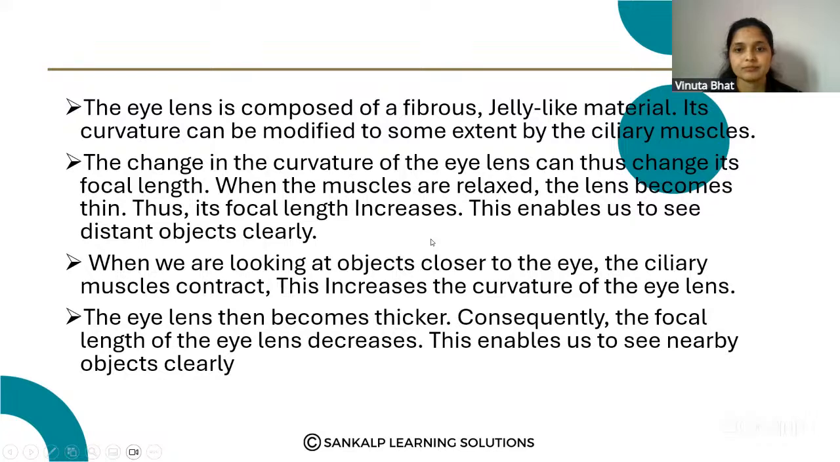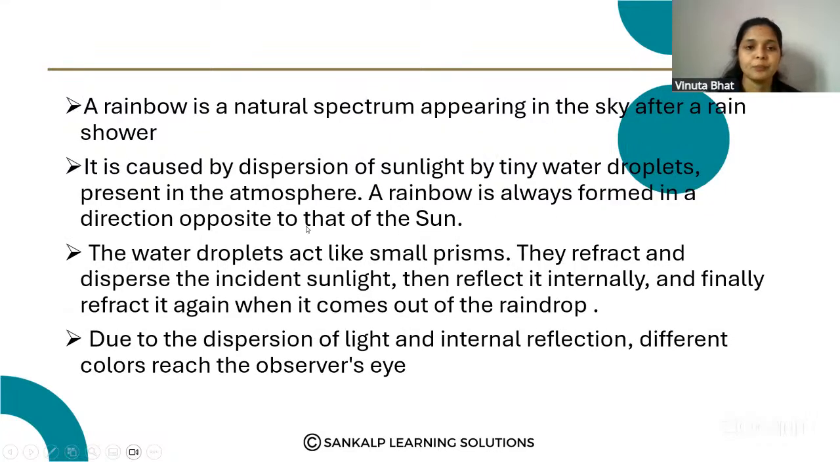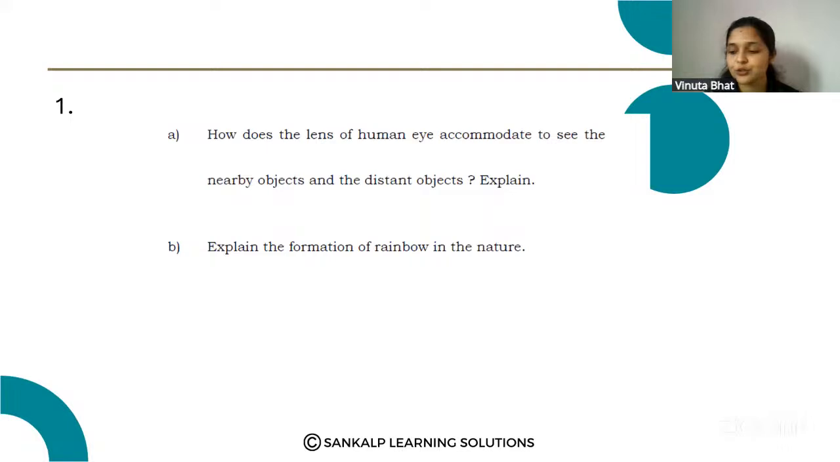Next one, B. Explain the formation of rainbow in the nature. So that is also a very important question. Many times this question is asked in different question papers, board exam question papers also. Here, explain the formation of rainbow in the nature.